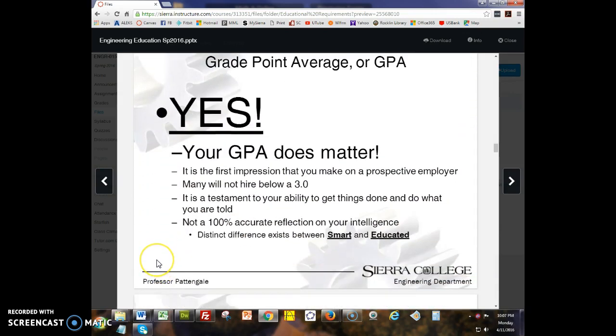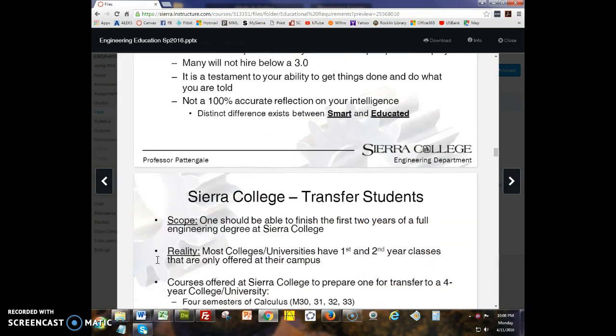GPA does matter when you are trying to get a job after you get your degree. Many employers won't even look at your resume if your GPA is below 3.0. It says a lot about how good you are at learning and doing what you're told and getting the job done and finishing what you start. So employers want to see that. So it doesn't necessarily say you're smart, but it does say you're educated and that you finish what you start.